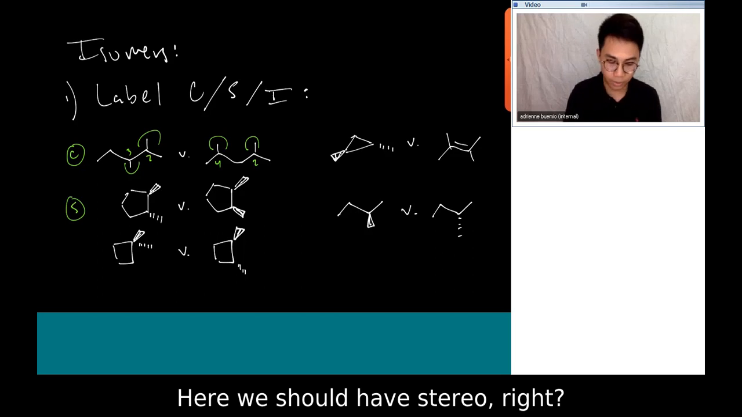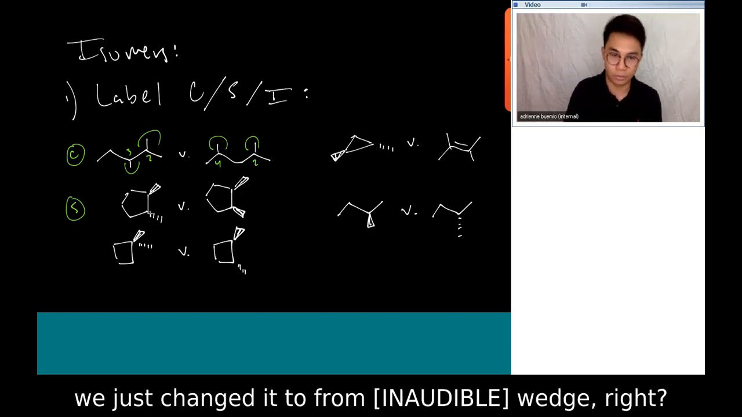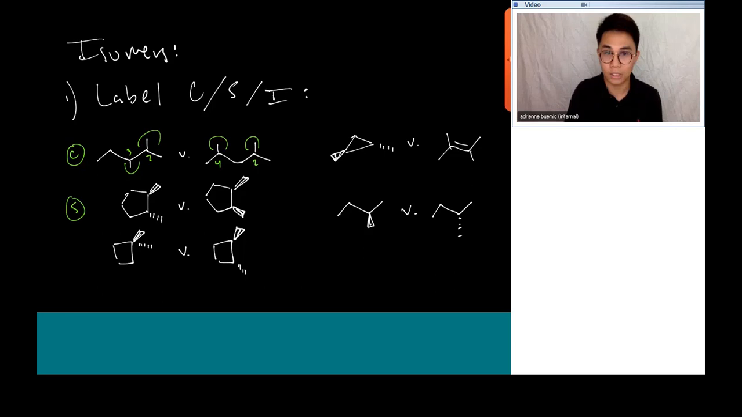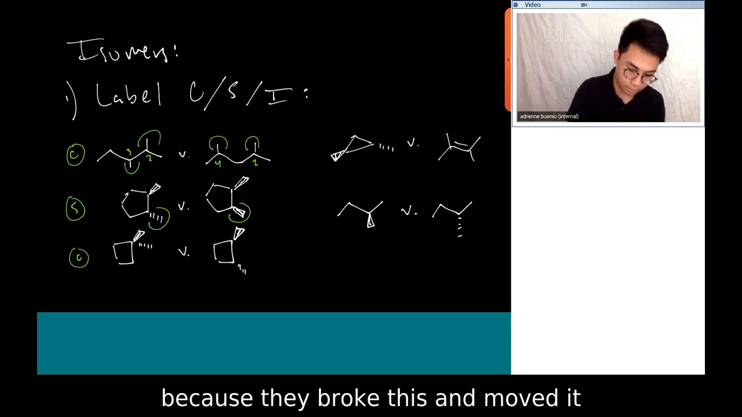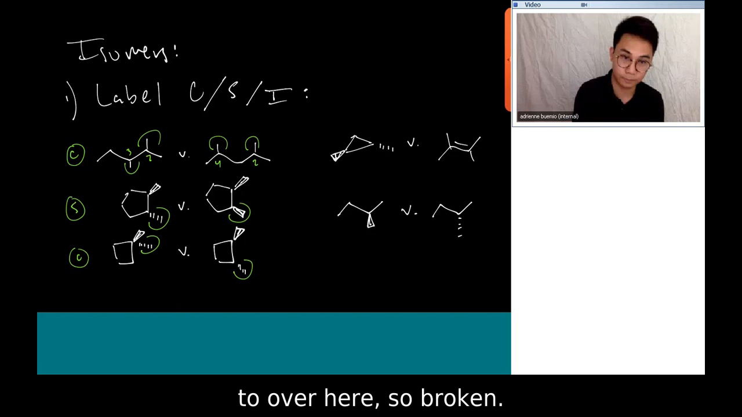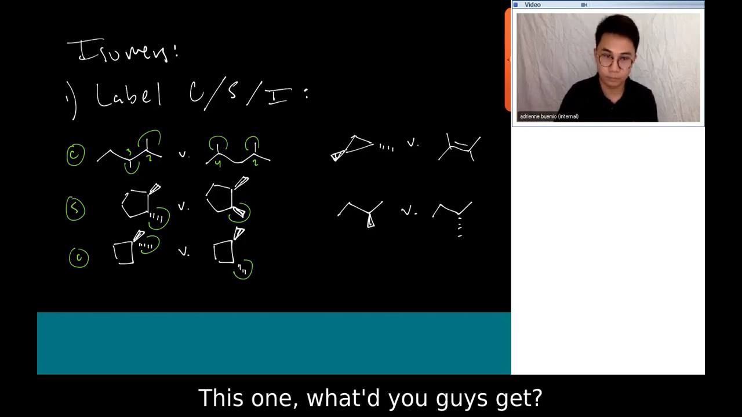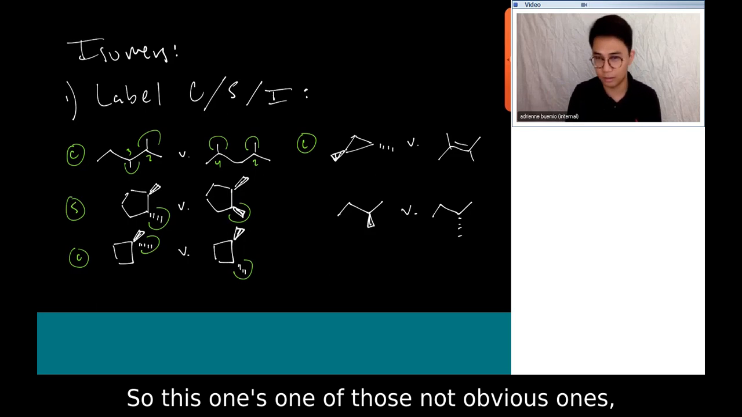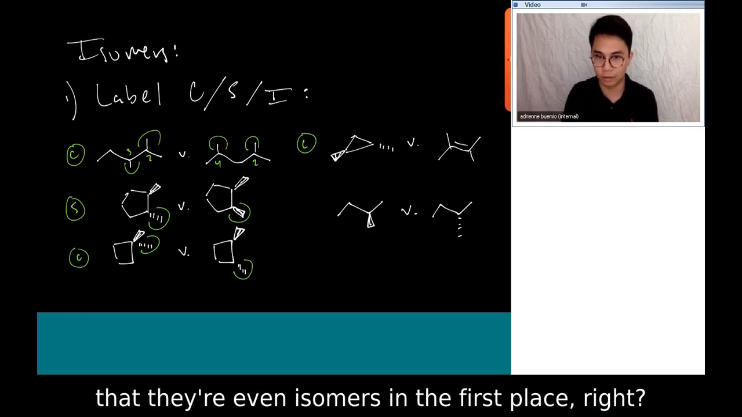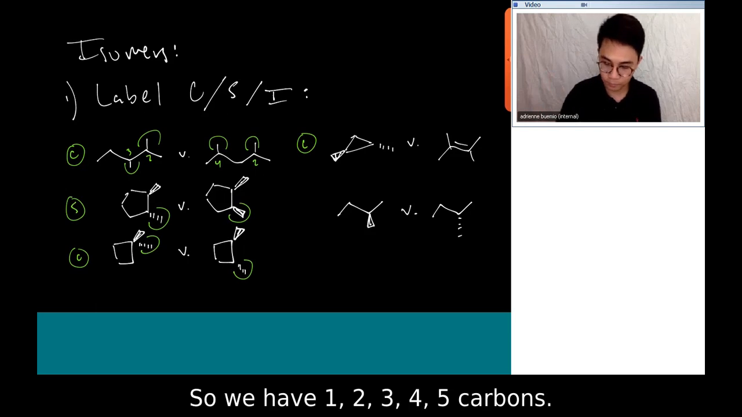Here we should have stereo, right? And this is super obvious because one of them literally just changed from dash to wedge, right? This one should be constitutional because they broke this and moved it over here, right? So broken. This one, what do you guys get? Constitutional, right? So this one's one of those not obvious ones because you kind of just have to count and make sure that they're even isomers in the first place, right? So we have 1, 2, 3, 4, 5 carbons.